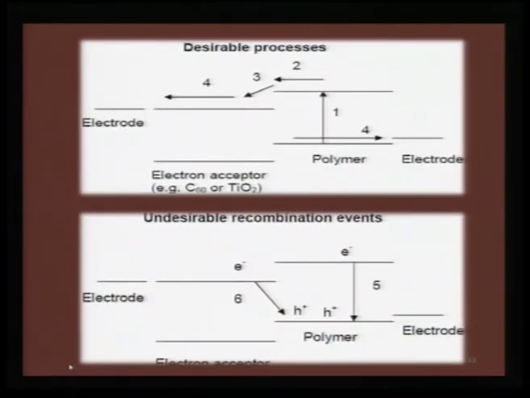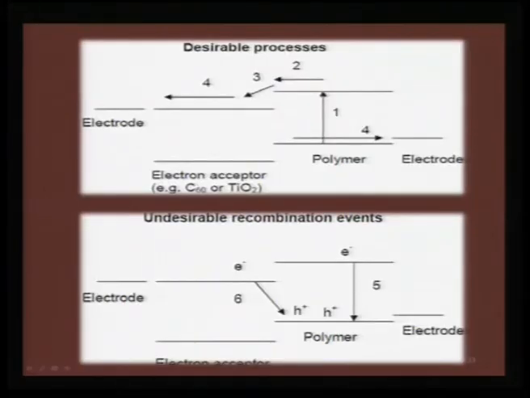Now, when we look at this polymer solar cell, there are a few things that we should make sure while we make the right match, so that the desirable and undesirable processes are taken care of. When you eject an electron, we expect the electron from the polymer surface to actually go into the electron acceptor, either a polymer or one which is doped with C60 and TiO2. This electron should be channelized properly to go straight into the electrode.